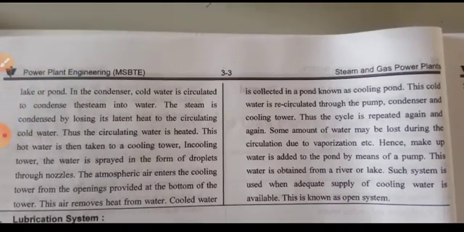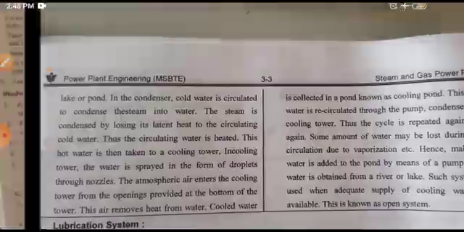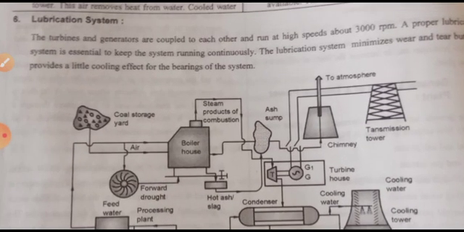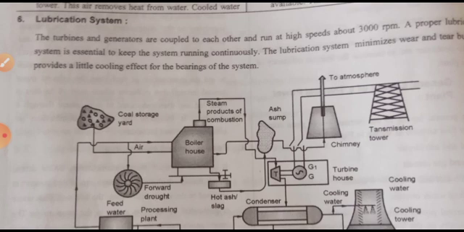There is one more system, the lubrication system. It is very necessary because there are too many moving parts in the feed pump, in the generator, in the turbine. All these parts require a lubricating system for the longer life of these components. We need to have a sustainable lubrication system.